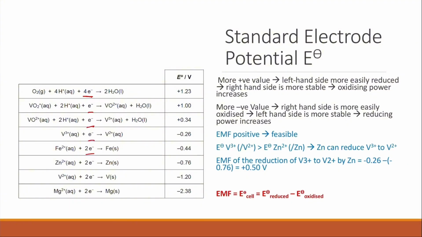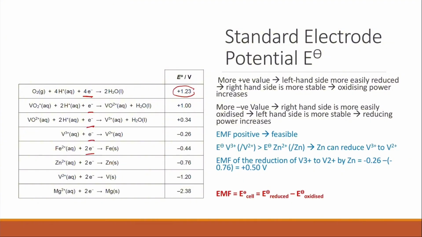You will get a certain value. The value can vary from being negatively charged until it becomes positively charged. The positive electrode potential means that the left-hand side is more easily reduced, or that this species or this reaction will be most likely to go through reduction. So it's going to be more of an oxidizing agent.